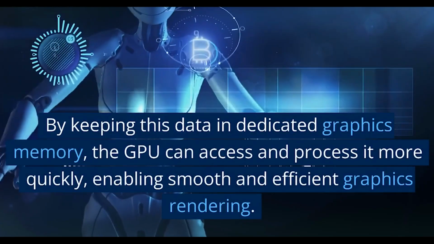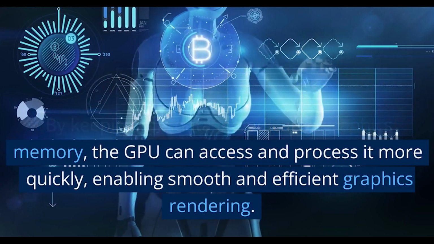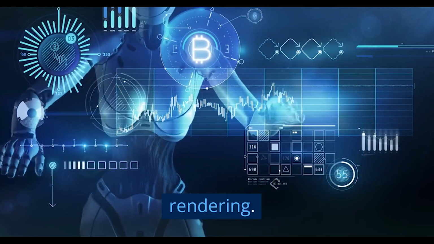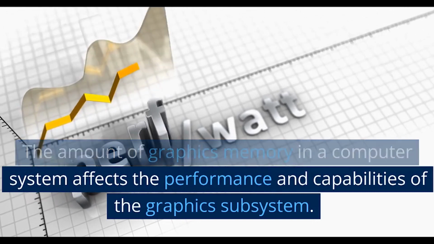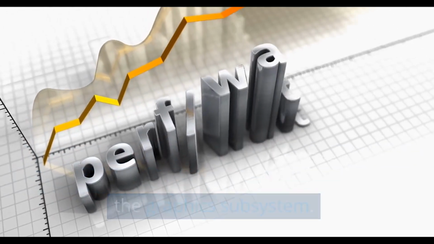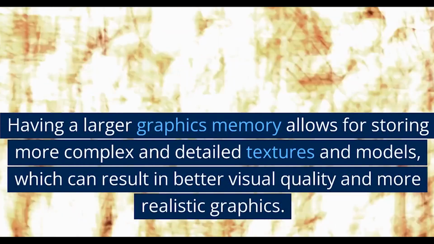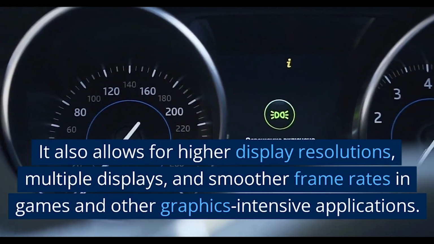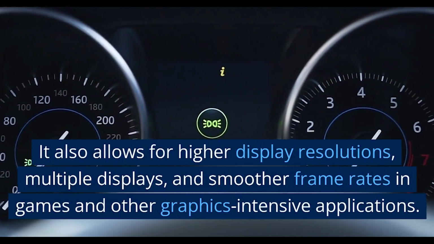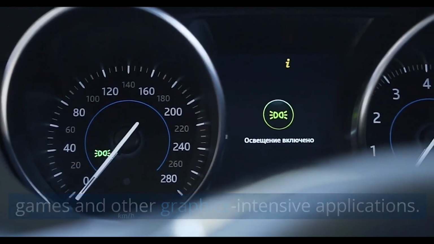By keeping this data in dedicated graphics memory, the GPU can access and process it more quickly, enabling smooth and efficient graphics rendering. The amount of graphics memory in a computer system affects the performance and capabilities of the graphics subsystem. Having a larger graphics memory allows for storing more complex and detailed textures and models, which can result in better visual quality and more realistic graphics. It also allows for higher display resolutions, multiple displays, and smoother frame rates in games and other graphics-intensive applications.